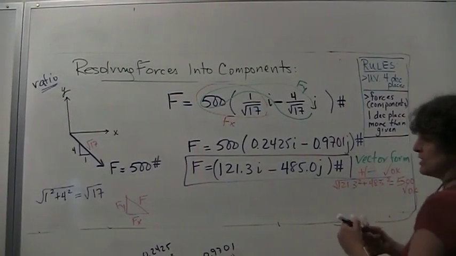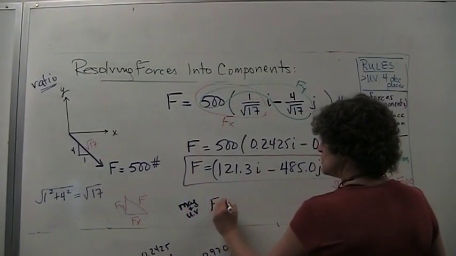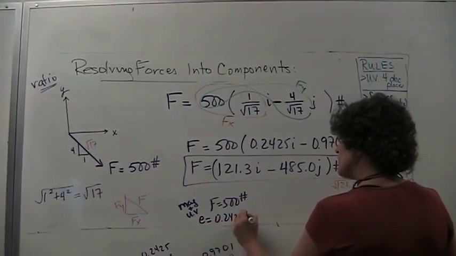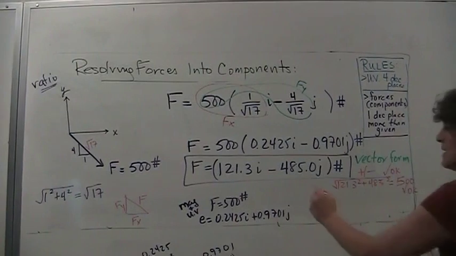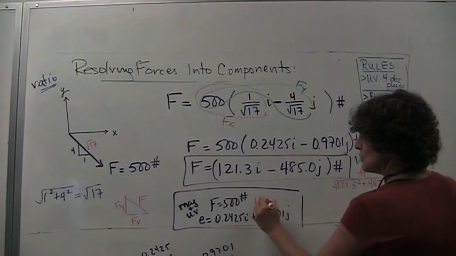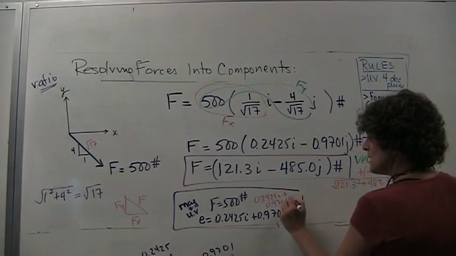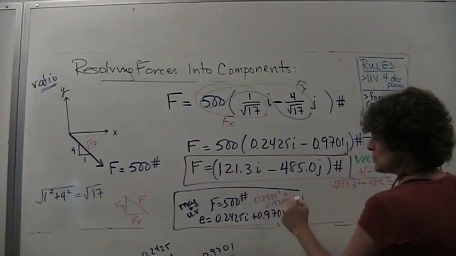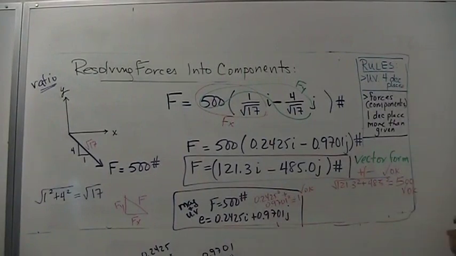Let's now represent our force as magnitude and unit vector. So the magnitude is 500 pounds, and the unit vector is 0.2425i minus 0.9701j. And remember, a unit vector doesn't have any units, it's unitless. And how can we check this? 0.2425 squared plus 0.9701 squared is going to equal 1. And now we just check that.